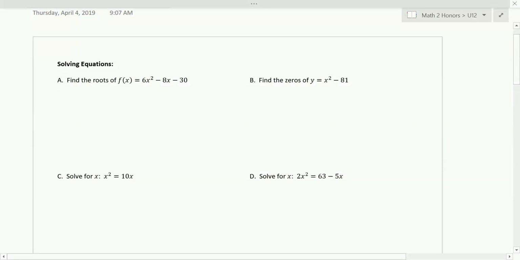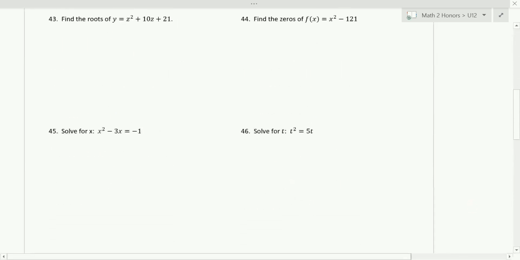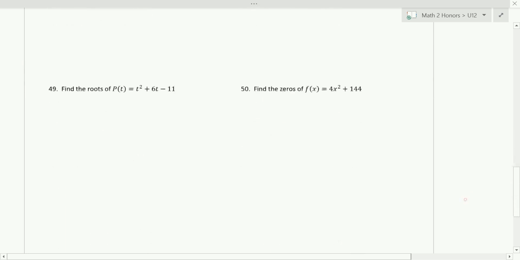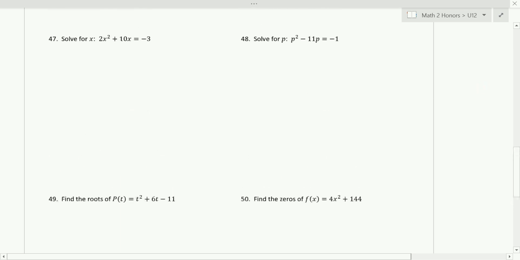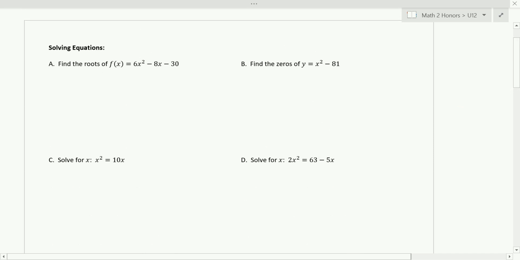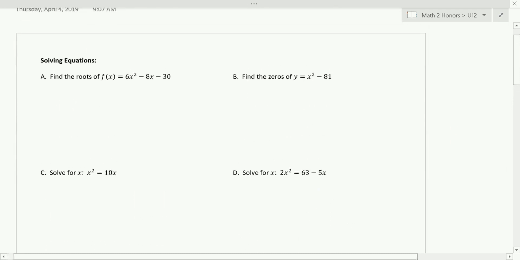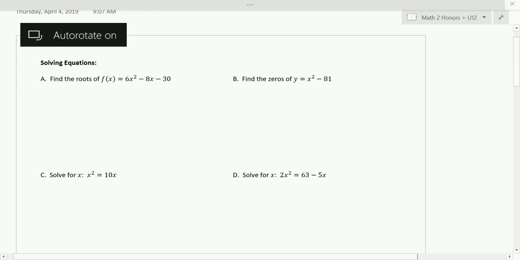All right, so I'm going to work with you through A, B, C, and D, and then the rest are going to be for your homework. Your homework's going to go from 43 to 50, which is less homework than you had last night. Yeah, 43 to 50 is going to be your homework. But I'm going to work through A through D with you to give you a sense.